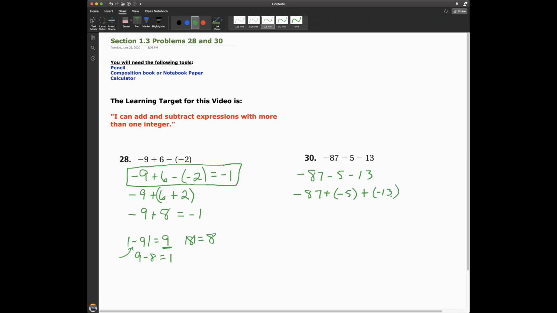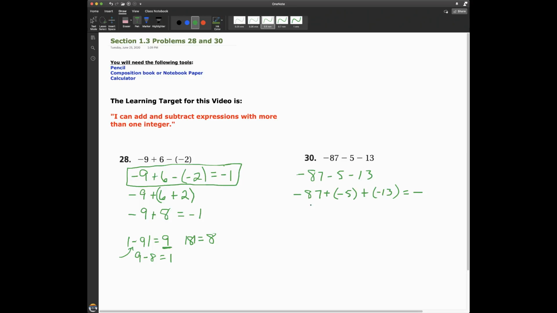-13. So now I'm adding three integers, and they are all negative. So what do we do? Same sign, add and keep. So I'm going to add all three of these together, and then my answer will be negative. So let me add these three absolute values. The absolute value of 87 is just 87. The absolute value of -5 is 5. The absolute value of -13 is 13.